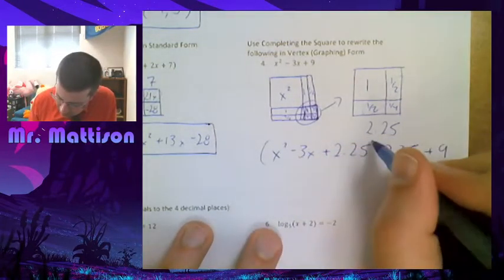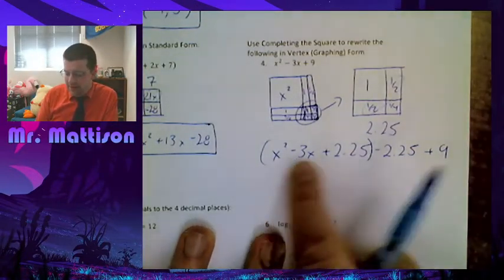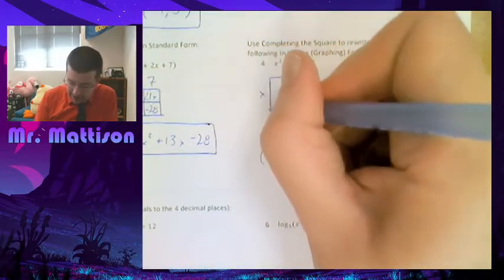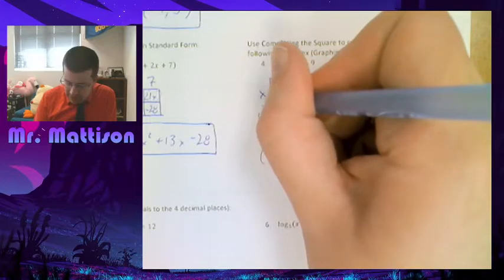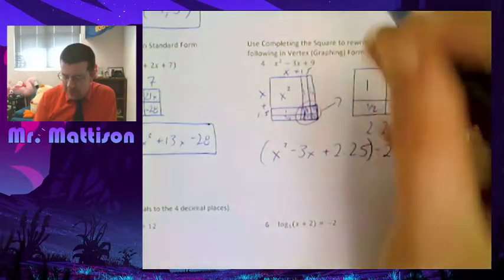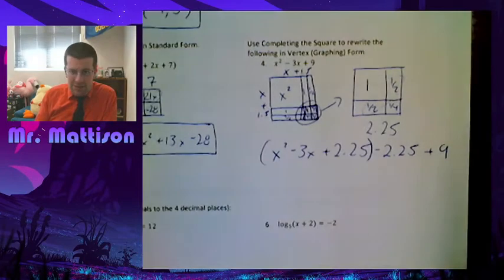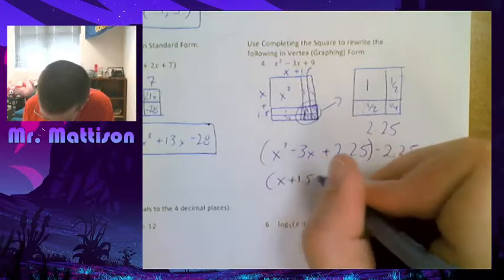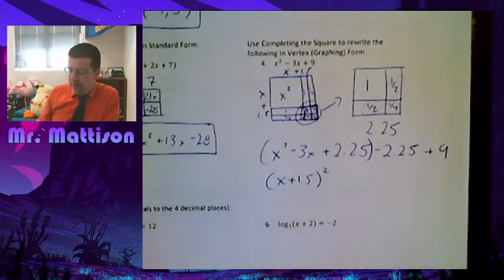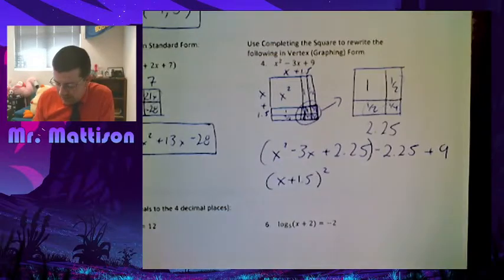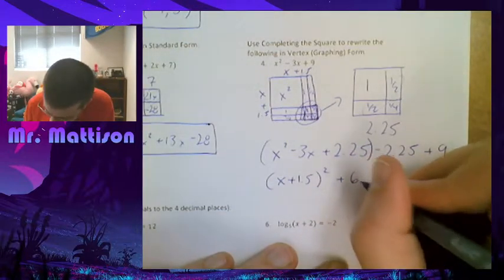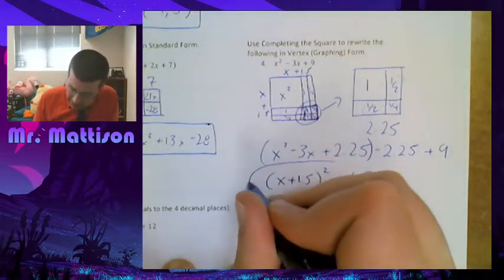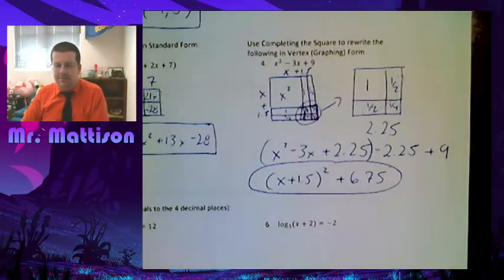So now this portion right there is my perfect square. This is equivalent to this box. So this box is just x plus 1.5 by x plus 1.5. So it's x plus 1.5 squared, hence it being the actual square and the term completing the square. So this is x plus 1.5, the whole thing squared. And then if I do the negative 2.25 plus 9, that's going to be a positive 6.75. So there is my graphing form for that equation.